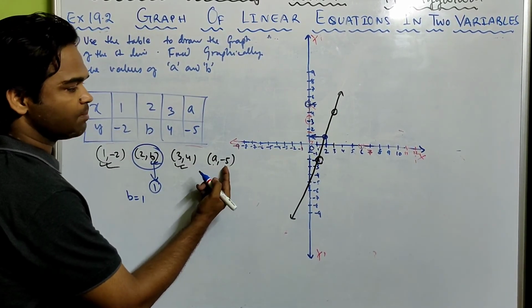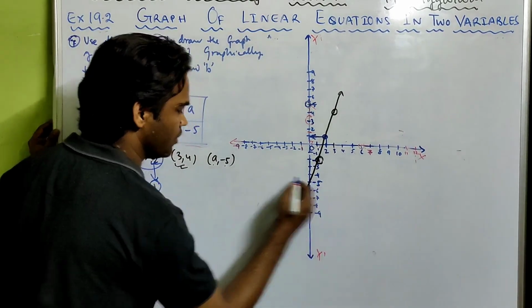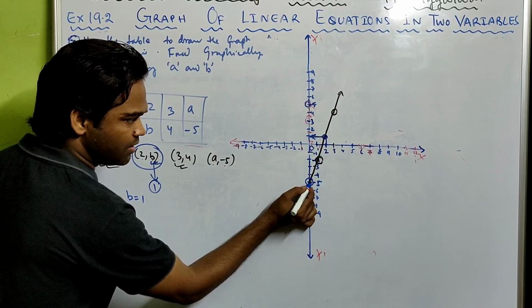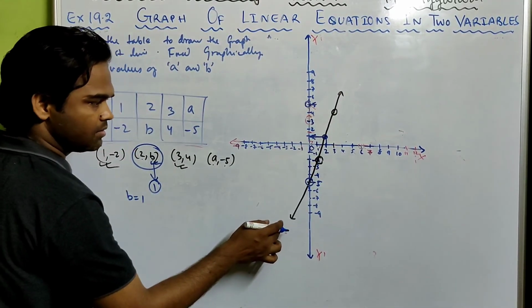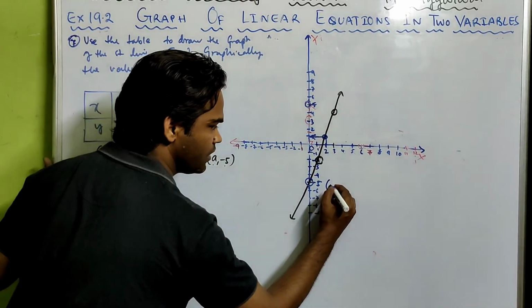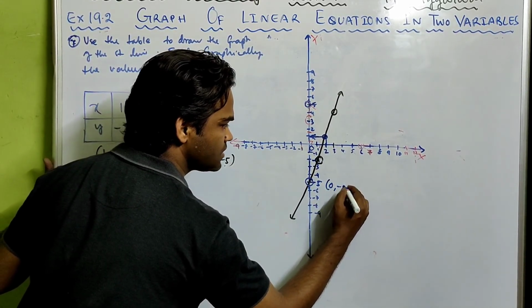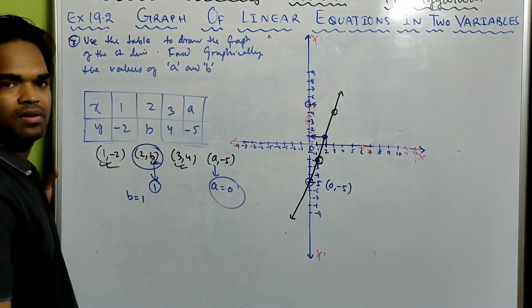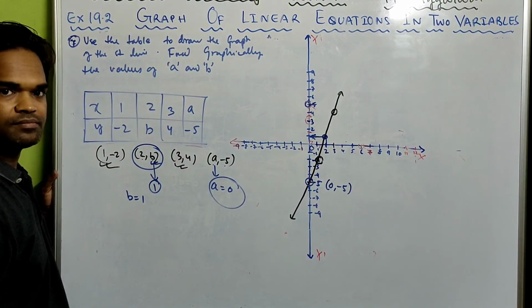Now, when y is minus 5, what is the value of x? Now look carefully over here. When y was minus 5, clearly this line meets the y-axis at minus 5, which means the coordinates of this point will be (0, -5), which means a is nothing but 0. Am I clear or not?